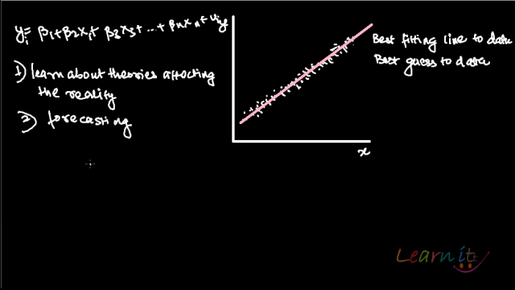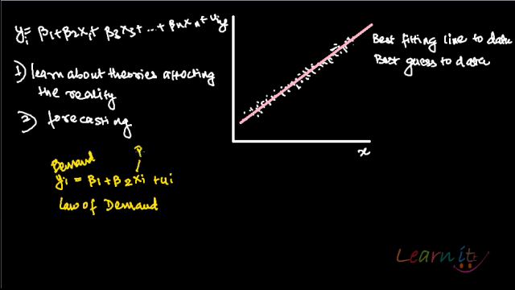Now let me take up a simple model for you. Say for example, yi is equal to beta 1 plus beta 2 xi plus ui. And I've taken a demand and price kind of a relationship, your law of demand kind of a relationship. I have assumed that of course your yi is the demand, and this xi is the price.